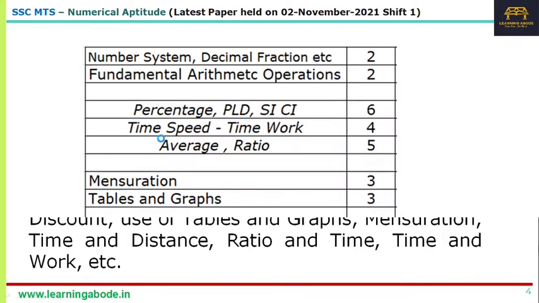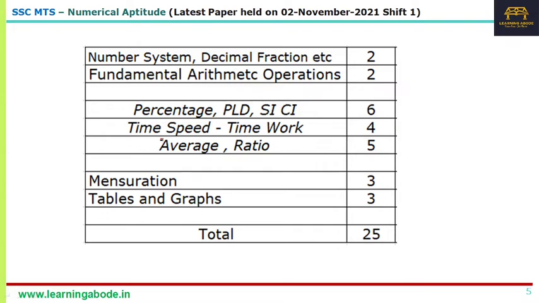This can be broken down into these set of topics. In total there are 25 questions. Number system, LCM, HCF, factors: such questions, like 2 questions. Then simplification, fundamental arithmetic operations, like 2 questions. I'm not saying this is a fixed number of questions asked in each topic; plus or minus 1 you can take.